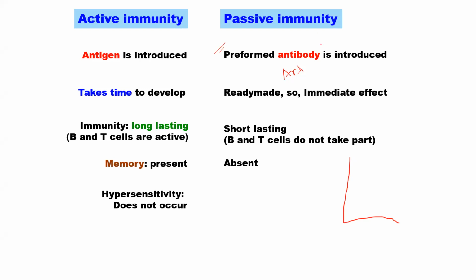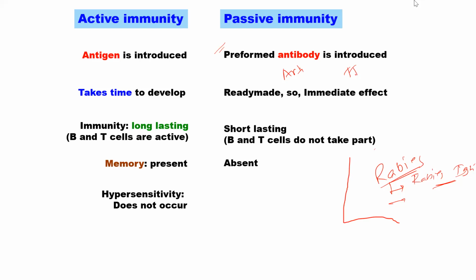TIG, tetanus immunoglobulin. Good. TIG means immunoglobulin. What is the benefit of this artificial passive immunity? Suppose a patient comes to you with a rabies dog bite. You will give the patient rabies immunoglobulin plus rabies vaccine. Rabies immunoglobulin is artificial passive immunity. So what is the benefit of this immunoglobulin?